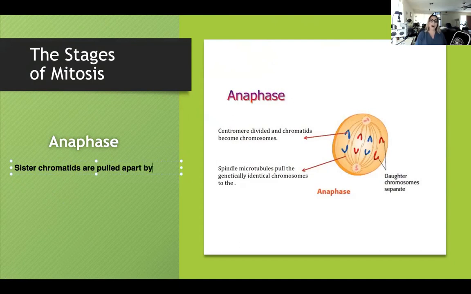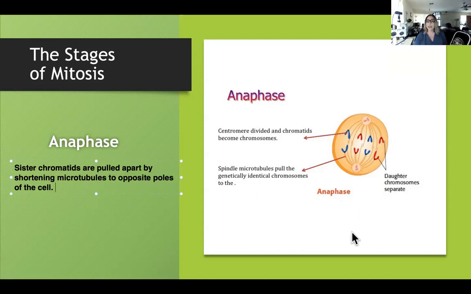by shortening microtubules to opposite poles of the cell. So what's happening here? Remember, the microtubules came out of those little cylinder structures at each side of the cell, right? The microtubules attached to each sister chromatid in the pair. Now, those microtubules are actually going to start breaking down and pulling back towards those cylinders. And that pulls those sister chromatids apart at the centromere. Okay, so this is in preparation for division.